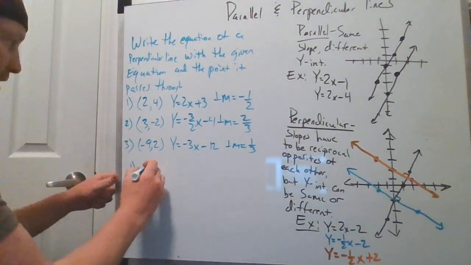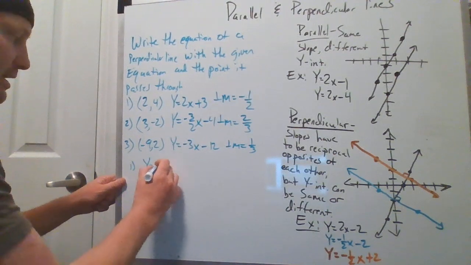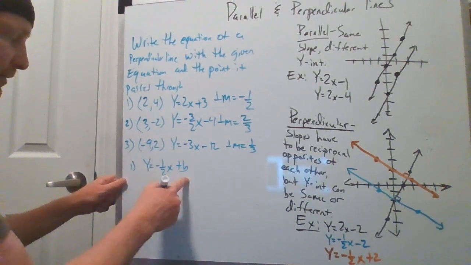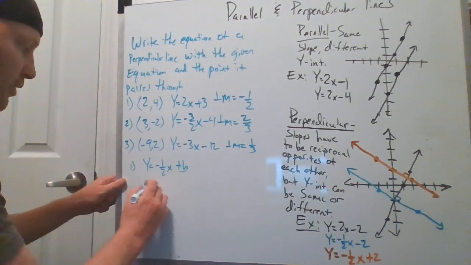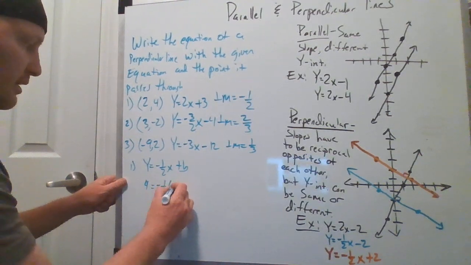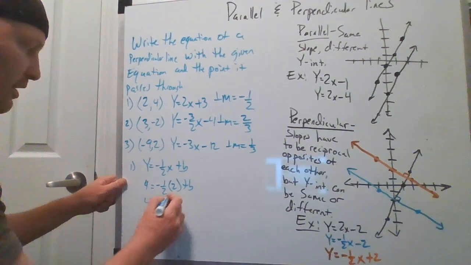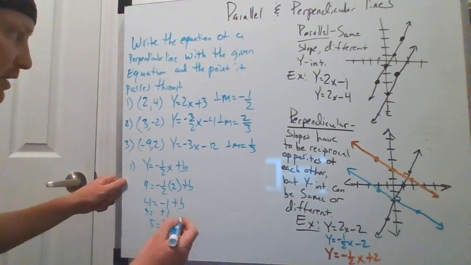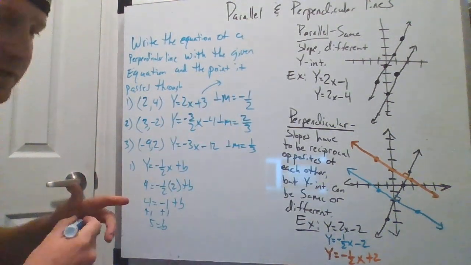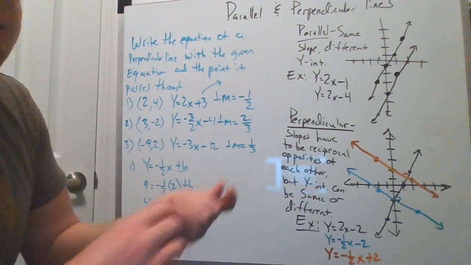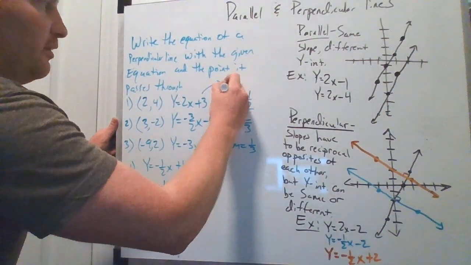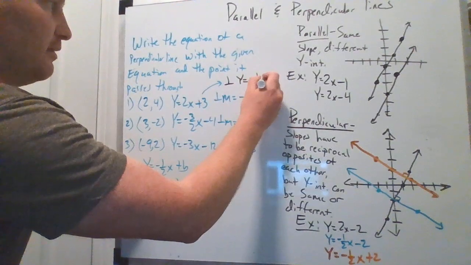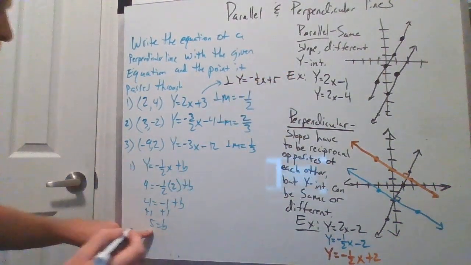Number 1, I know I'm going to have y = -1/2 x + b. This is the point it goes through. Replace x and y, we're going to find the equation, okay? So 4 = -1/2 times 2 + b. 4 = -1 + b, plus 1 plus 1, 5 = b. All right, so this equation, and I'll do this in a different color, the perpendicular equation is going to be y = -1/2 x + 5, after doing all that work.